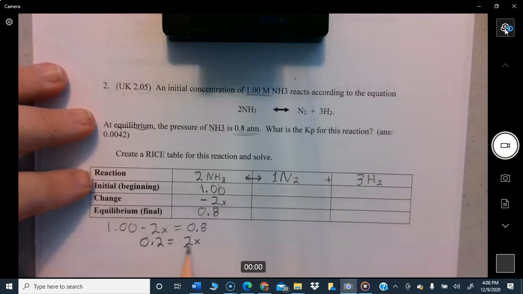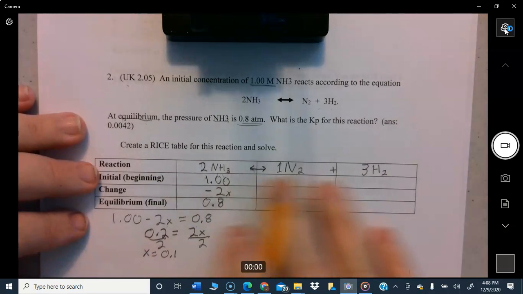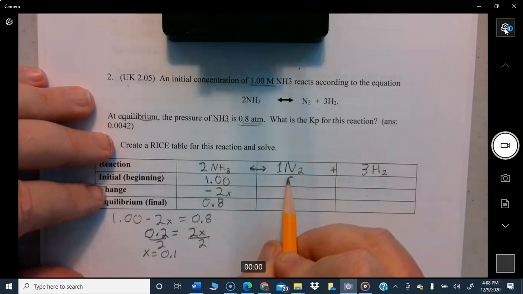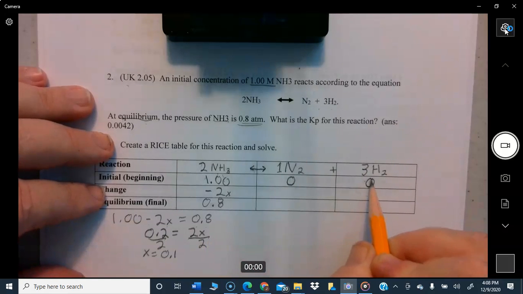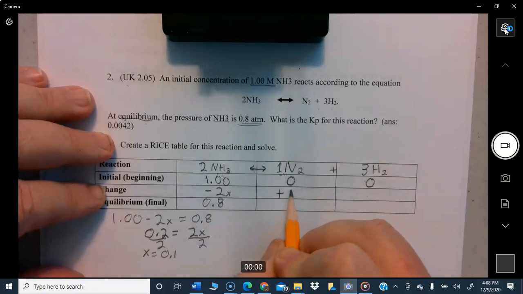Okay, now finish off by dividing by 2. So now we know what x is. X equals 0.1. Okay, so now let's finish writing this in terms of variables. If we're not given concentrations initially for anything, we assume it's 0. And this is going to be a product, so it's going to be increasing. We started off with 1 molar over here and 0 here. So there's nowhere for this to go but up. It's got to increase. And it's going to be x, that's the unknown amount, and it's going to be 1x. And it's a plus because it's increasing.